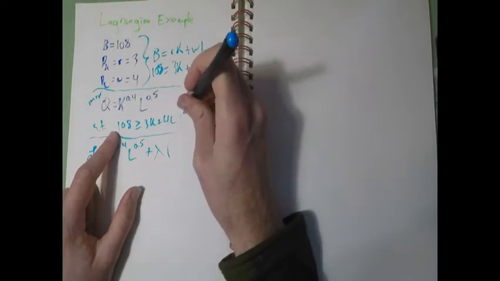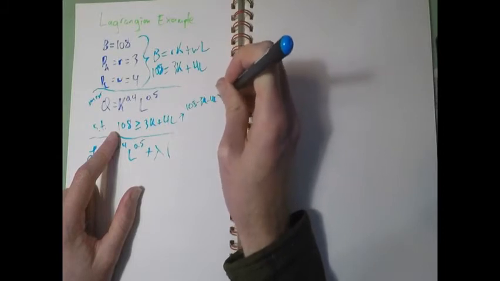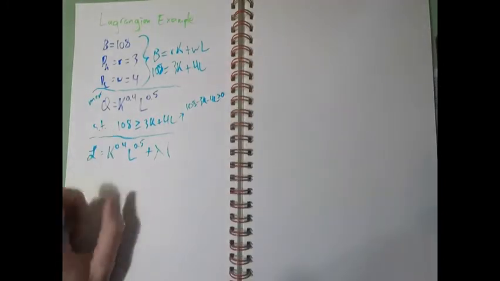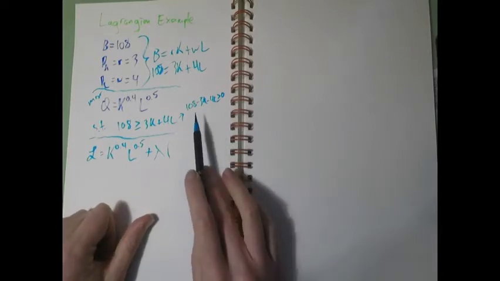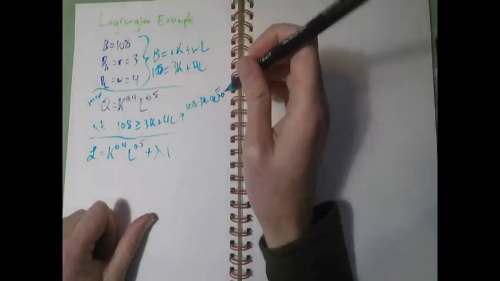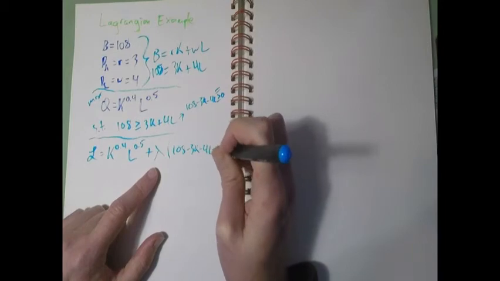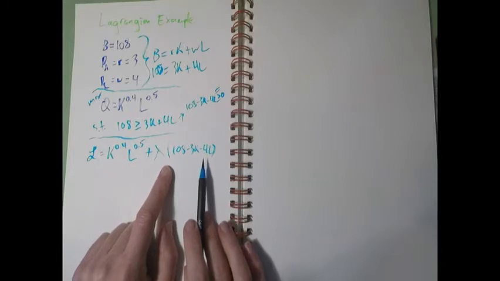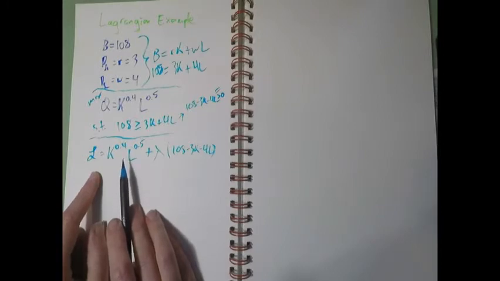Now, for our constraint, we're just going to rearrange this. So this is the same as saying 108 minus 3K minus 4L is greater than or equal to 0. And we're just going to call it equals 0 because we're going to assume that we're on that budget constraint. That's just going to make it a little bit easier to do the math, right? So if this is all equal to 0, then when we put this in here, 108 minus 3K minus 4L, if we're on the budget constraint, then this whole thing becomes 0, and what we're going to end up with is just our output.